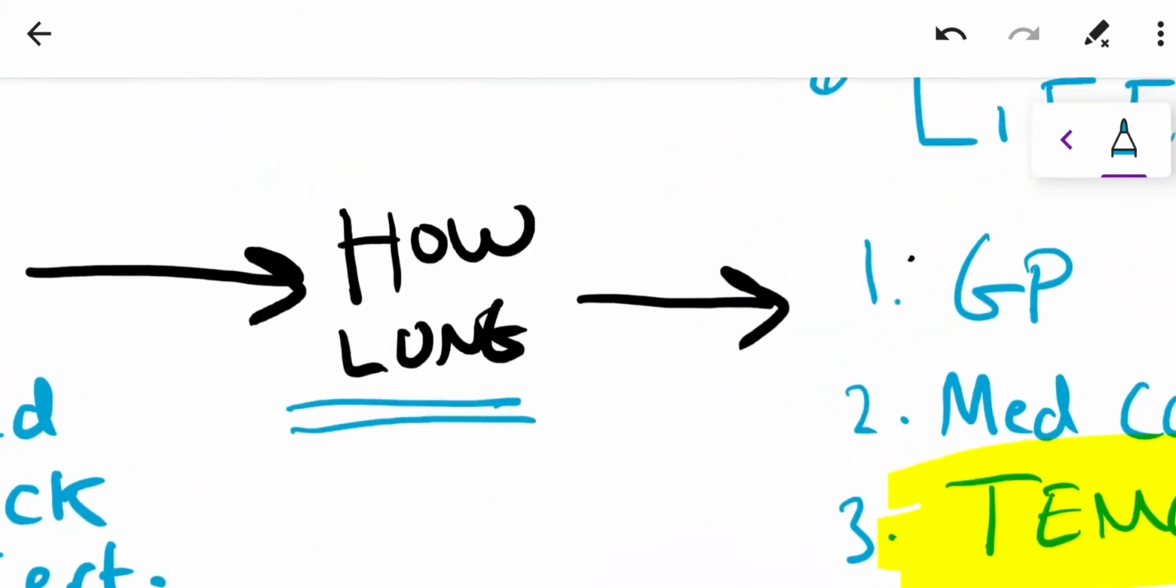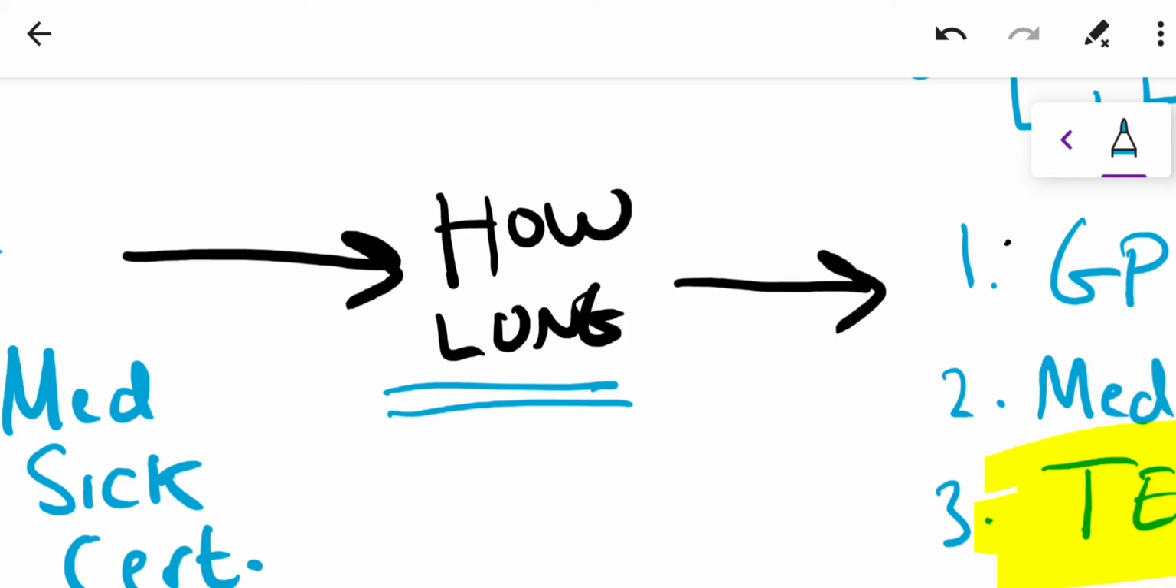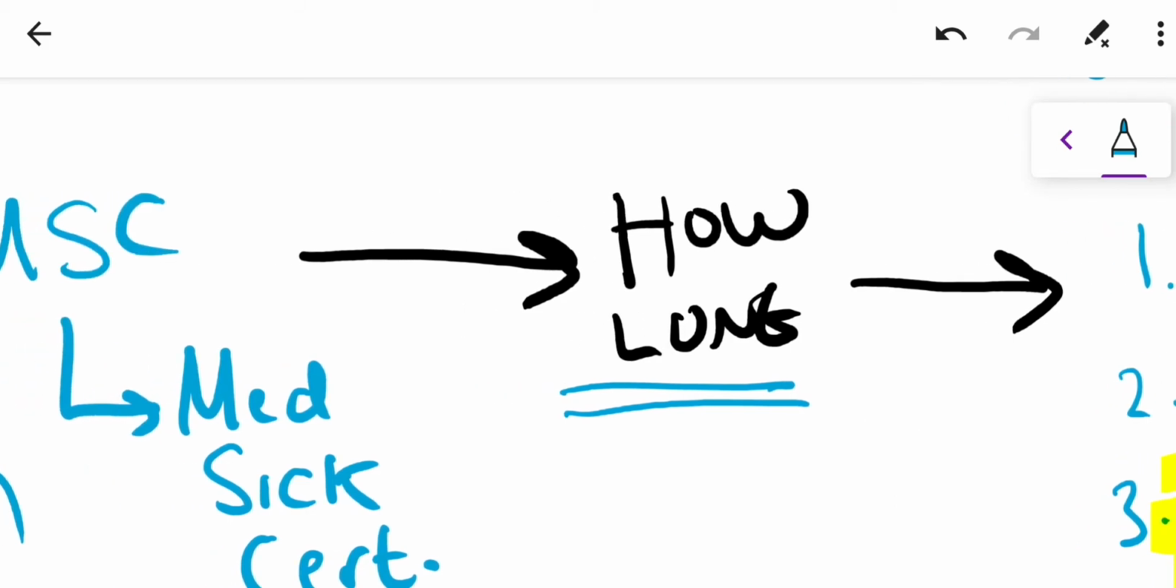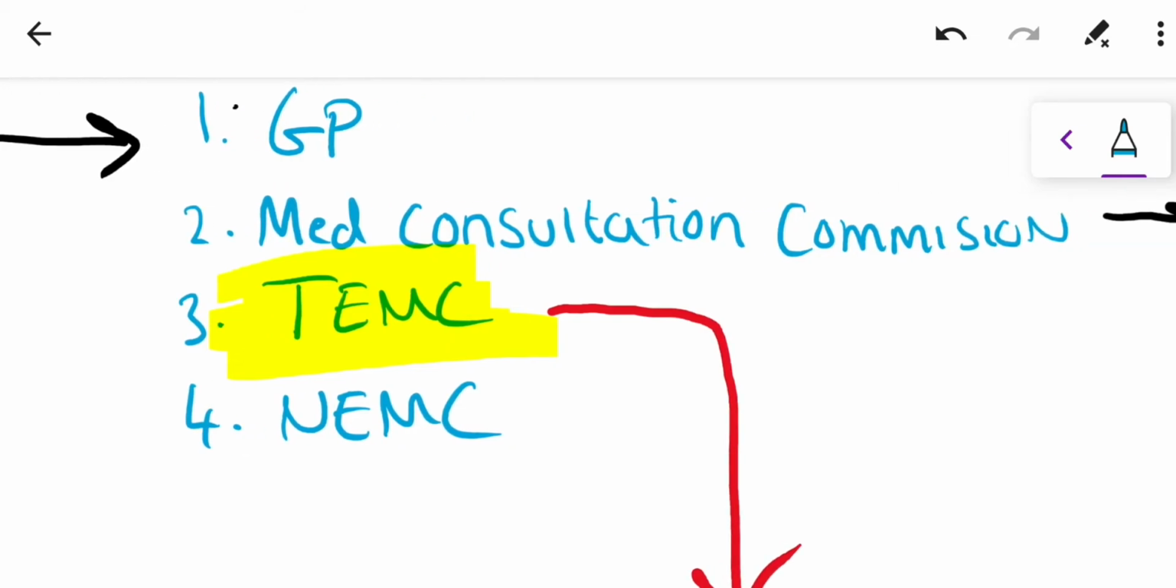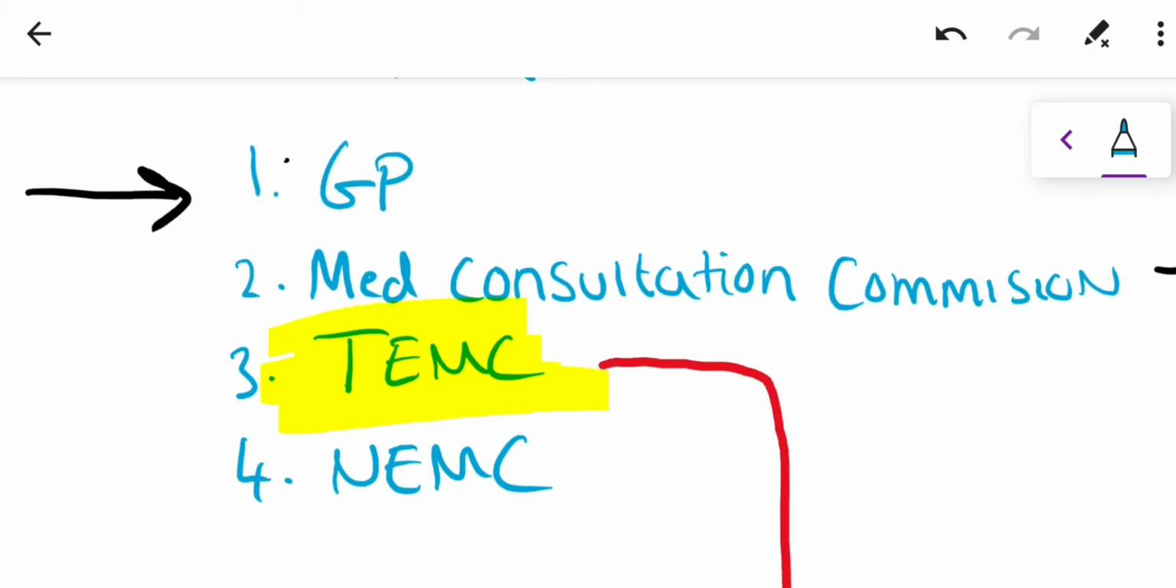Okay, so it depends where you get it from, and one thing you have to know is obviously the institutions in which you can get it from. So these institutions are GP, Medical Consultation Commission, TEMC, and NEMC. Now, the reason I've highlighted TEMC is because these institutions, TEMC, depending on if it's temporary or permanent, can give different days.